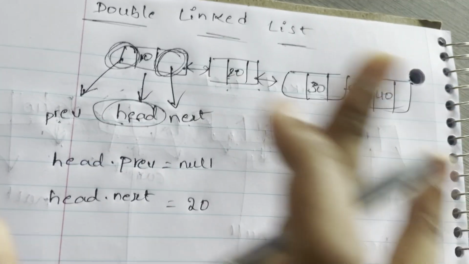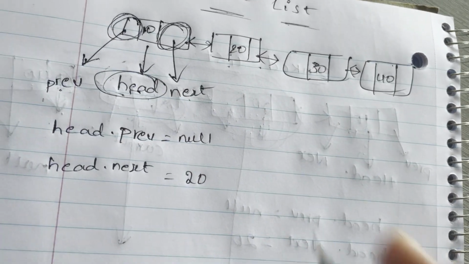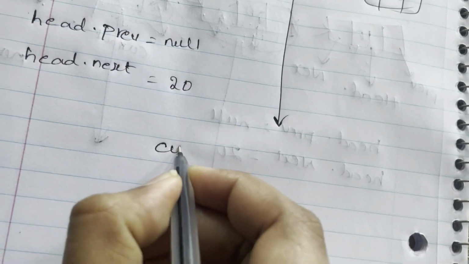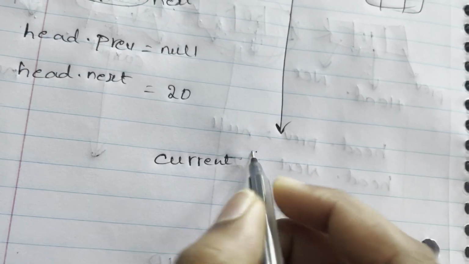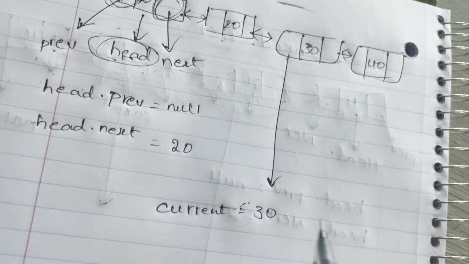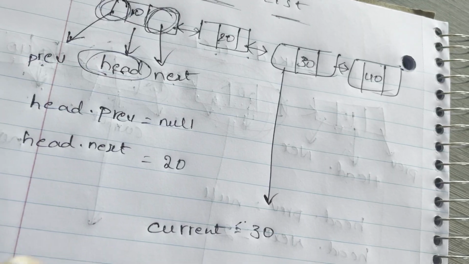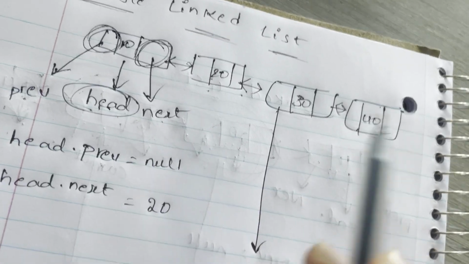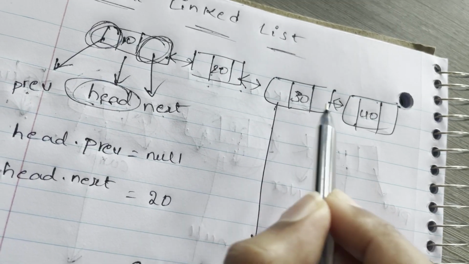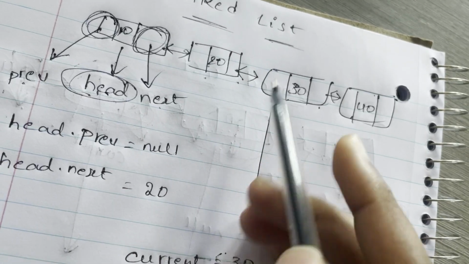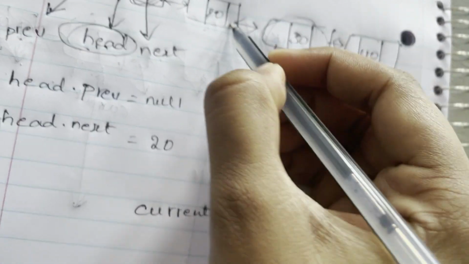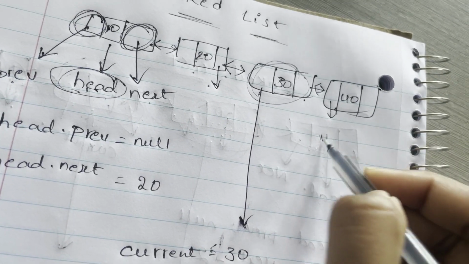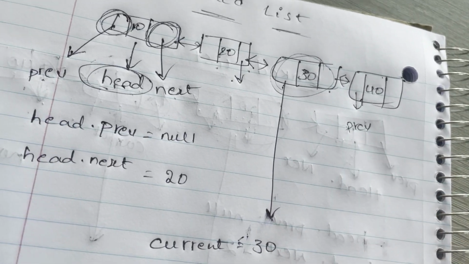For example, if I am iterating over this linked list and I have reached this position, like 30, my current equals 30. If I want to delete, insert or do anything, I just have to update the links. I have to update both the previous link and the next link. If I want to delete this, I have to update the next of this node, and I also have to update the previous of this node. This is how double linked list will work.